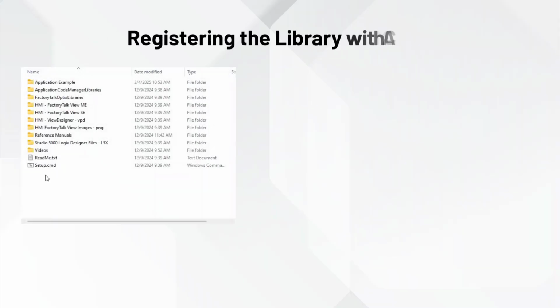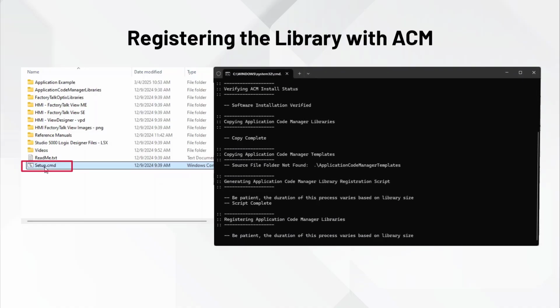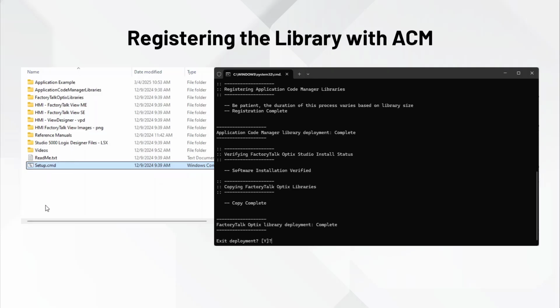Before importing any new devices, the library needs to be registered. Find the setup command file in the root folder of the library files and run it. This will register all of the library objects with ACM automatically. Close the script window once it is complete.